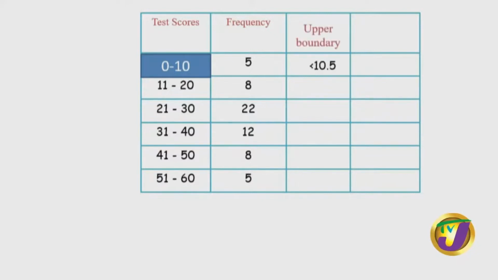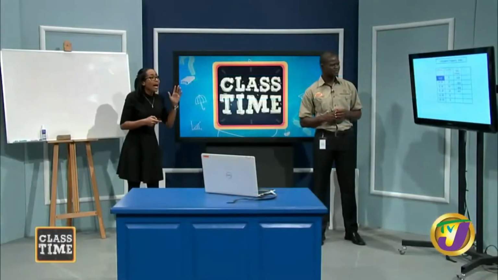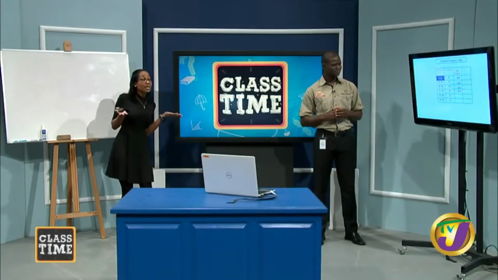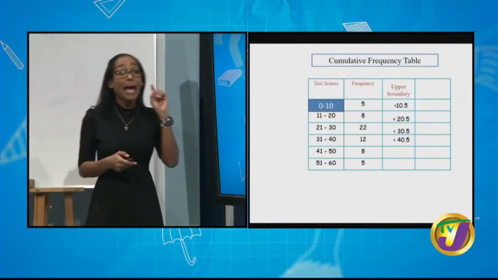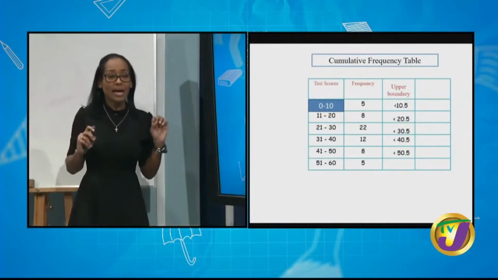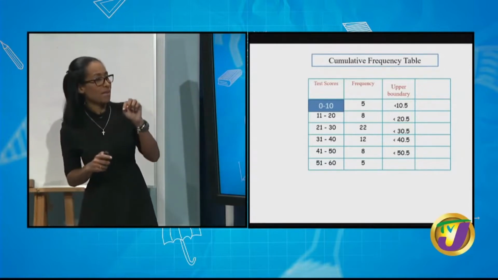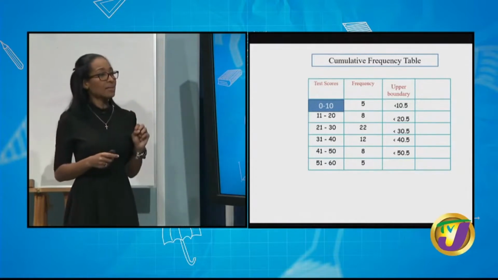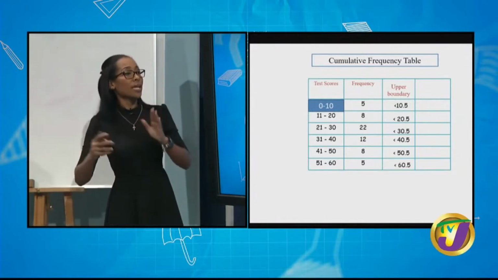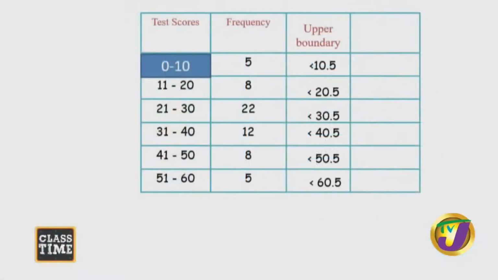So my upper boundary for my 2nd class would be less than 20.5. And my upper boundary for my 3rd class is less than 30.5. Correct again. My upper boundary for my 4th class is less than 40.5. My upper boundary for my 5th class is less than 50.5. And lastly, my upper boundary for my 6th class is less than 60.5. You are so correct.